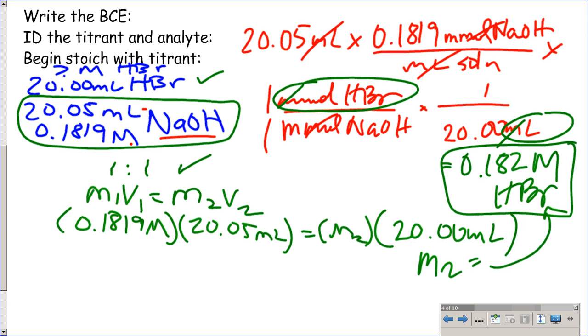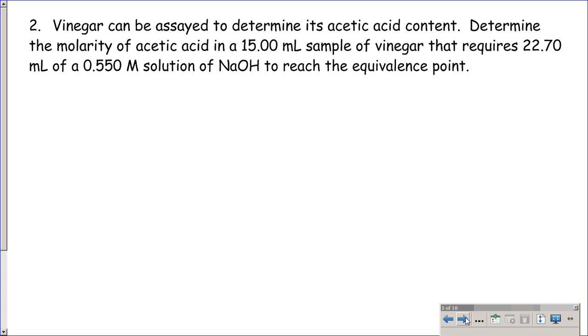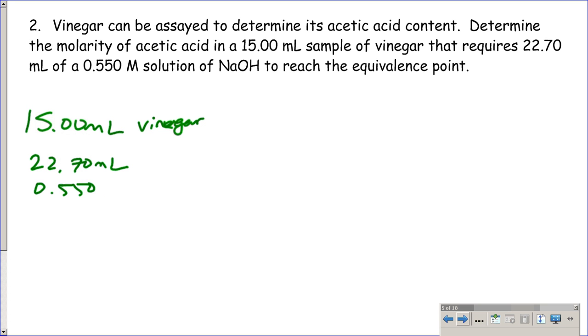Okay, so let's do another one. And actually might be one from your lecture. Let's see here. So now I'll go over this one. Okay. Vinegar can be assayed. Who cares what that means? That just means checked, calculated. Determine its acetic acid content. Determine the molarity of acetic acid in a 15.00 milliliter sample of vinegar that requires 22.70 milliliters of a 0.550 molar solution of NaOH.